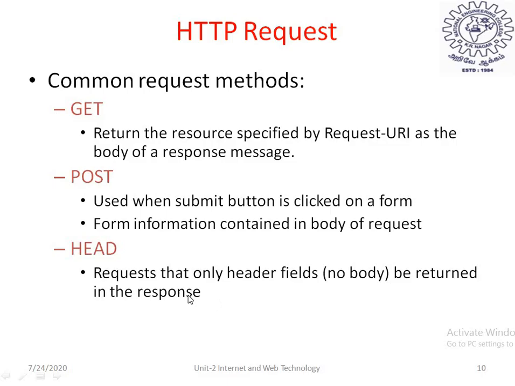These are some of the common request methods. One is GET. In the GET method, whatever information is identified by the request URI is retrieved. It can get static content and data produced by a program. The next one is the POST method. The POST method is mostly used in submitting a registration form.